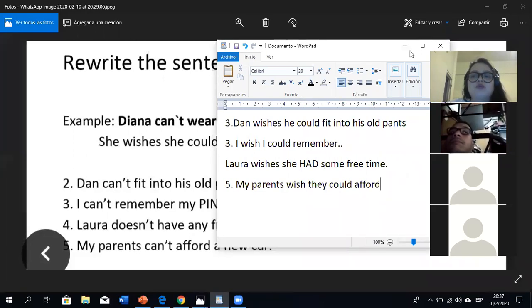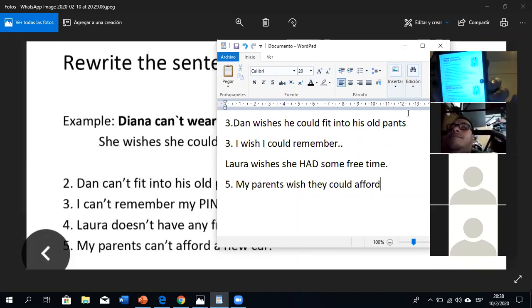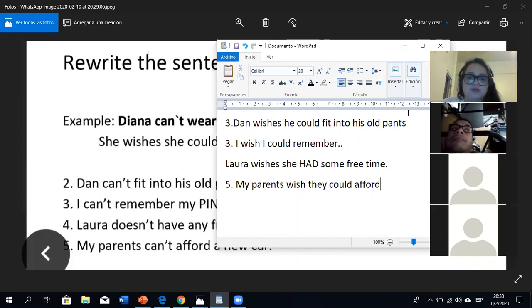All right, now you are going to practice. We're going to practice in small groups or in pairs. Let me send you the image. Everybody check WhatsApp, please. I'm going to send you two slips. So you have student A and student B, right? One person is going to be student A, and the other person will be student B.